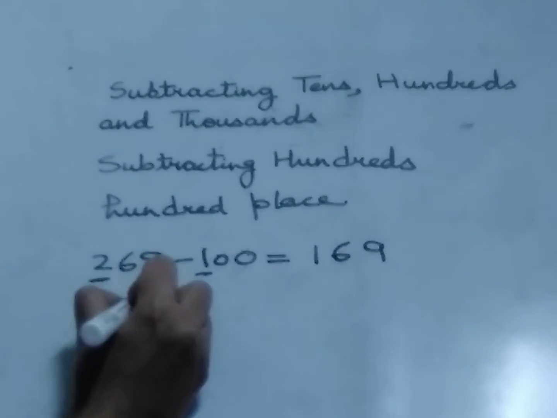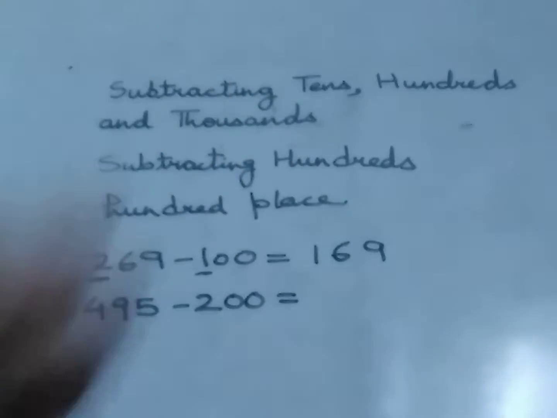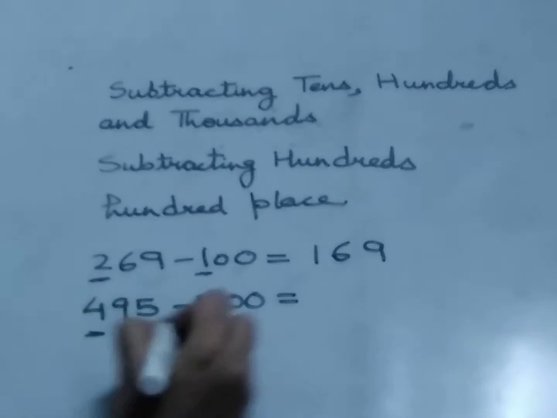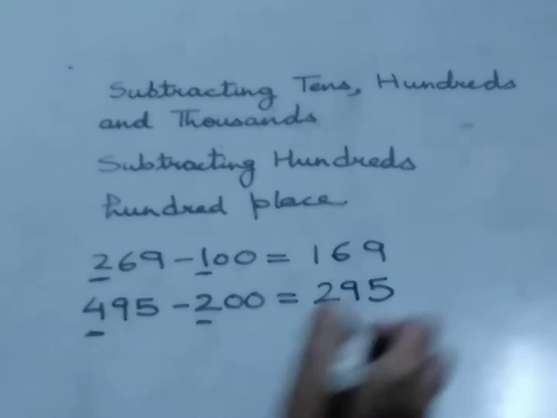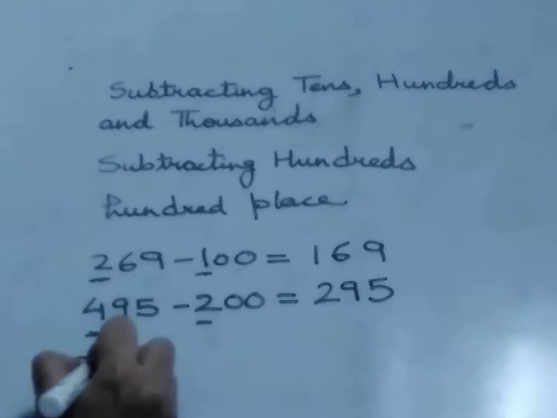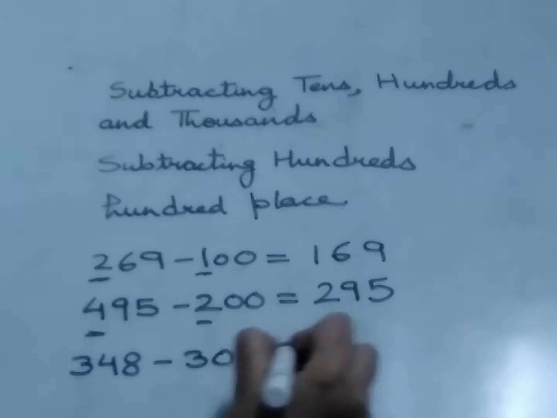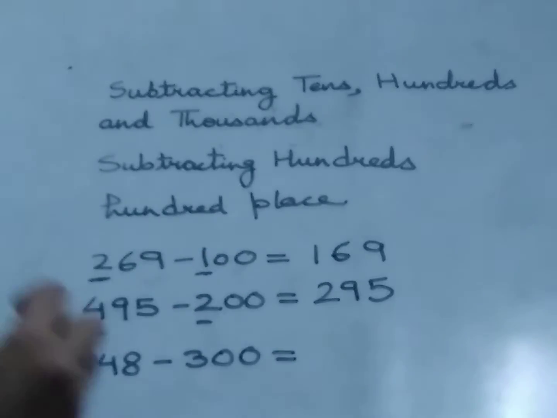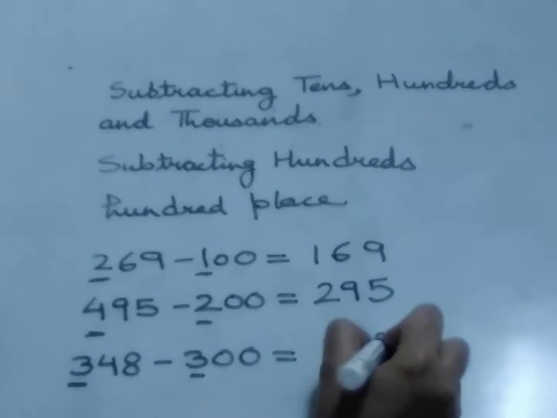495 minus 200. So decrease the hundreds digit by 2. Your answer is 295. Next number is 348 minus 300. So decrease the hundreds digit by 3. Your answer is 48.